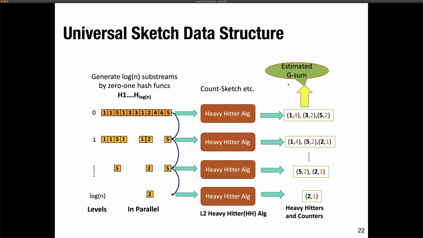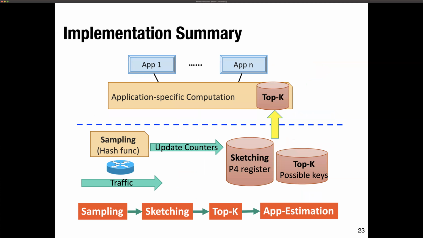So this is the key idea behind the universal sketch data structure. For different applications, you can use a different G function. The first part of the pipeline remains the same irrespective of what monitoring application you're running. All you need to do is generate log n substreams of the data using the hash function. Then for each substream, you apply the count sketch or heavy hitter algorithm to compute the heavy hitters. And then for those heavy hitters, you apply the G function to estimate the GSUM. So this is the key idea behind universal monitoring.